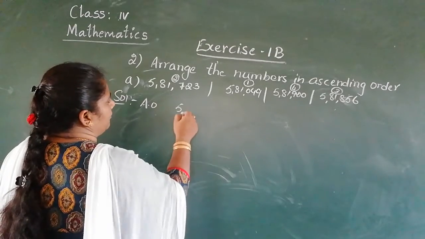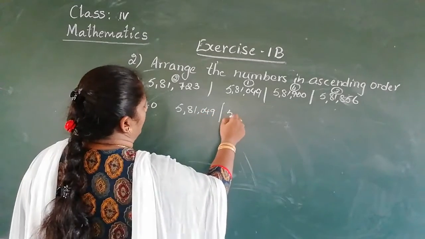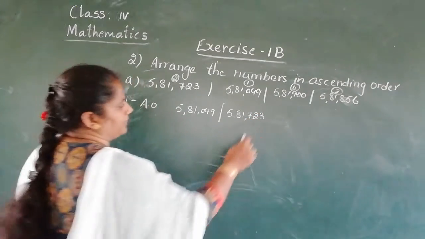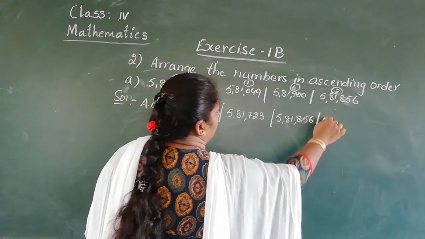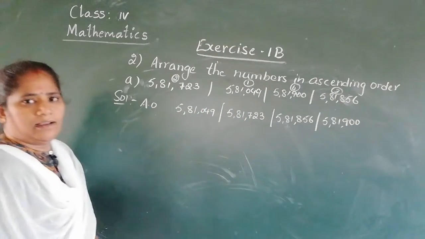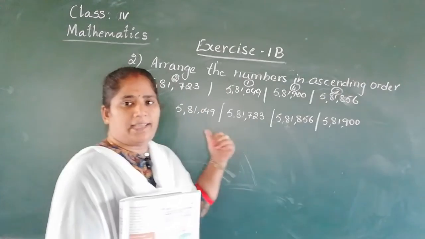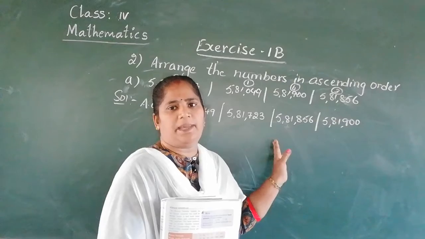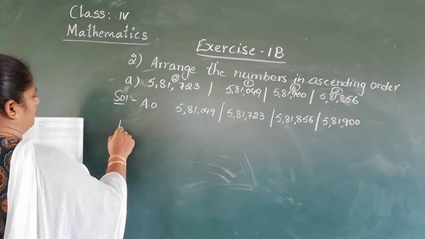The first one is 5,81,049. Next, second one is 5,81,723. 5,81,856. Next 5,81,900. Okay. Observe here children, this is the smallest number and this is the greatest number. So here the numbers are arranged from the smallest to greatest. So it is said to be ascending order. Is it clear to you children? Okay. Second problem.